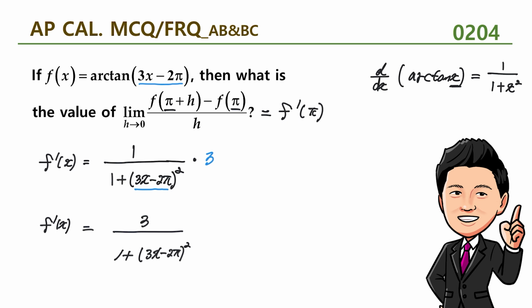And we have to find f prime at x equal to pi, right? So we're going to substitute pi for x. So that is equal to 3 over 1 plus, here 3 pi minus 2 pi, that's pi, right? So pi squared. So the answer is 3 over 1 plus pi squared.